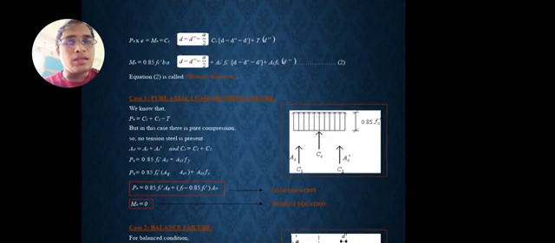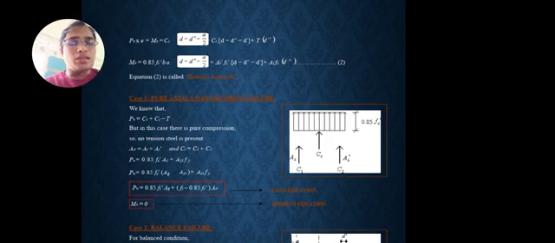Now, P_n times e is equal to M_n, which is equal to C_c times (d minus d_2 minus a/2) plus C_s times (d minus d_2 minus d') plus T times d_2, where M_n is equal to 0.85 f_c' b a times (d_2 minus a/2) plus A_s' f_s' times (d minus d_2 minus d') plus A_s f_s times d_2. This equation is called the moment equation.